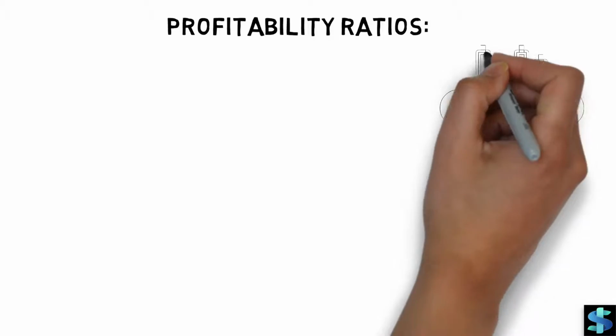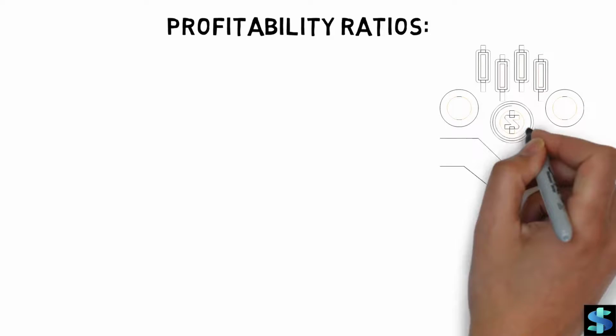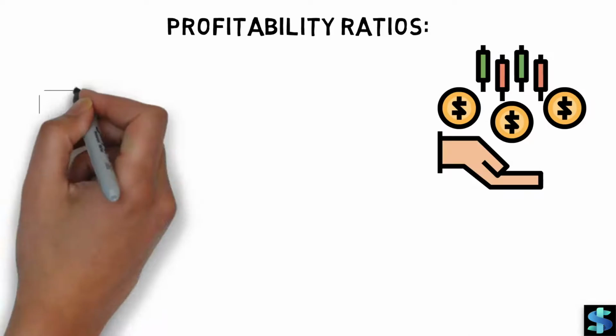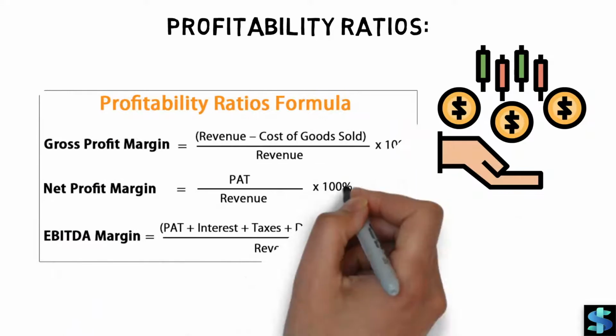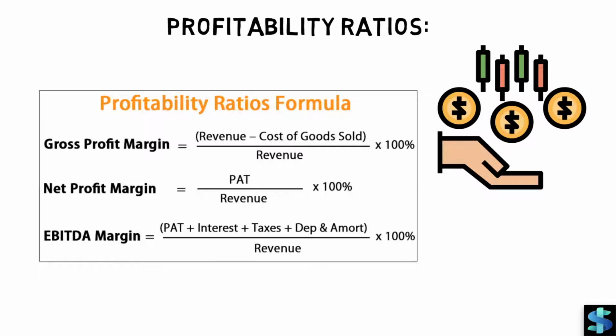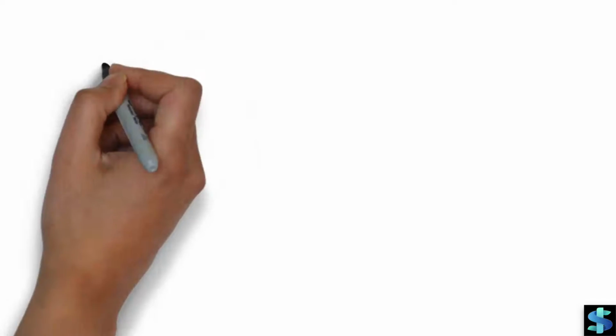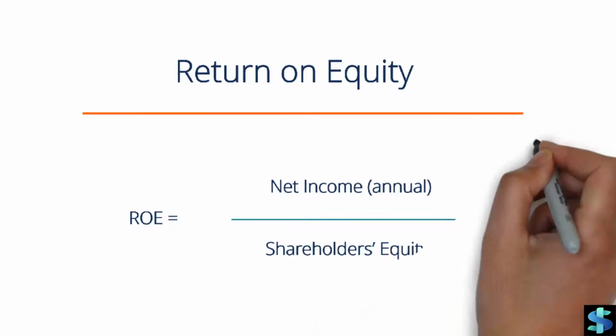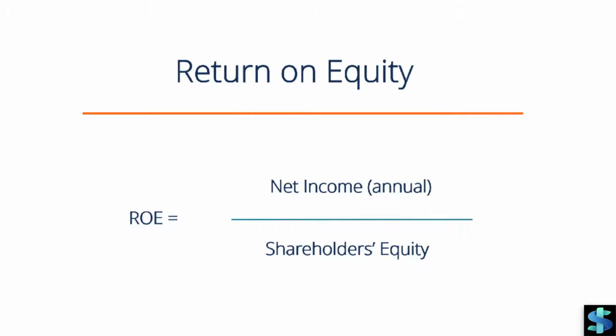Operating profit margin, also called EBITDA margin, tells about the efficiency of the company's operating model. EBITDA margin is equal to EBITDA by total revenue minus other income. PAT margin, PAT by total revenues. Return on equity. This is a very important ratio which assesses the efficiency of a company in terms of generating profits for its shareholders. Return on equity is equal to net profit by shareholders' equity times 100.